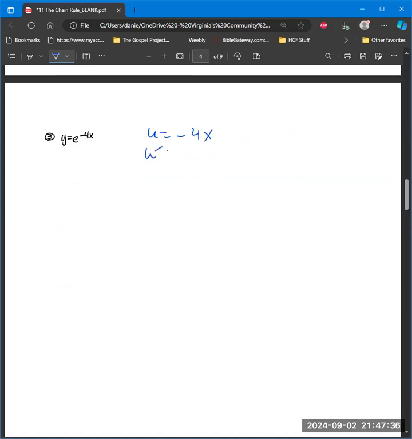There we go. All right, let's move on to this next one where u is going to be a negative 4x, u prime is going to be a negative 4, y is equal to e to the u, y prime is e to the u times u prime, y prime is e to the negative 4x times a negative 4 is equal to a negative 4e to the negative 4x.